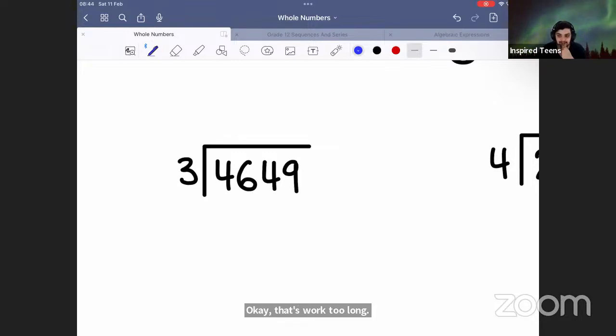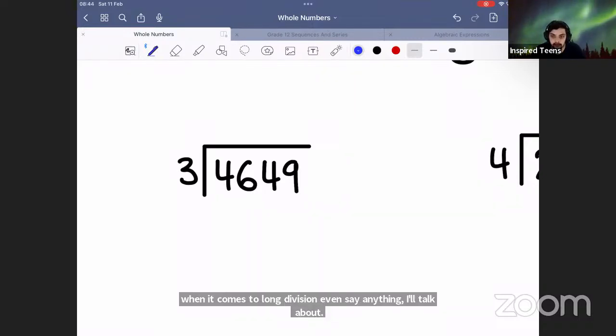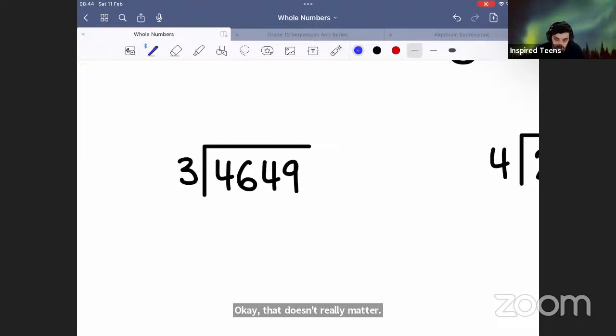Okay, so when it comes to long division, it doesn't really matter, because both work. And if you understand long, you should understand short. But yeah. So when it comes to division, remember we are saying, how would we phrase this sum?